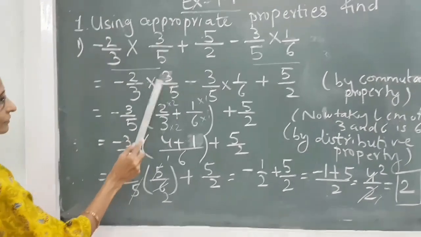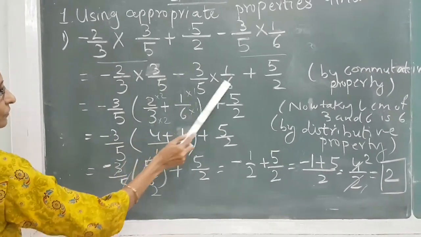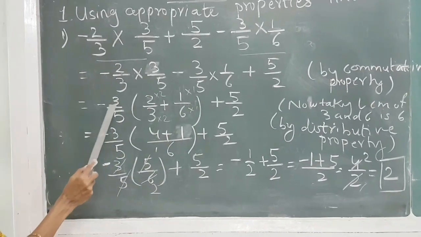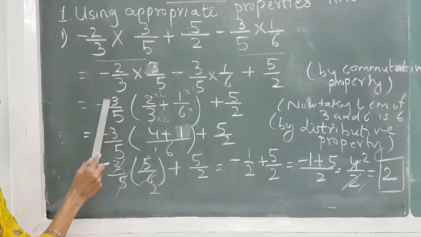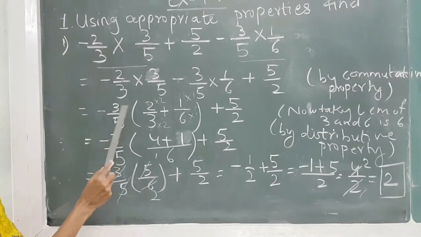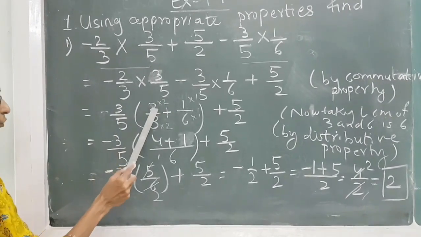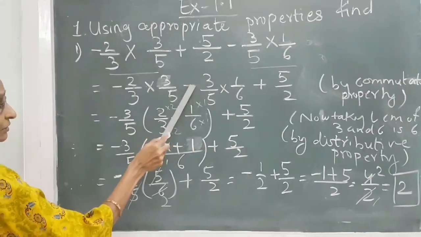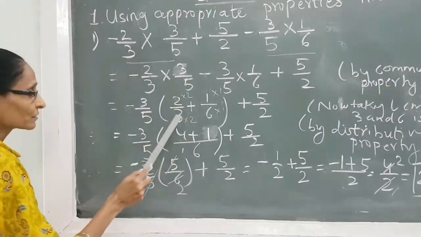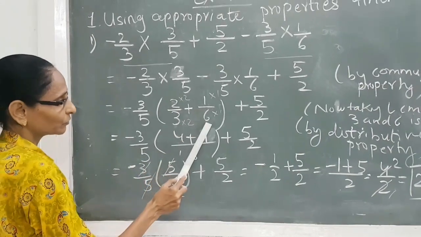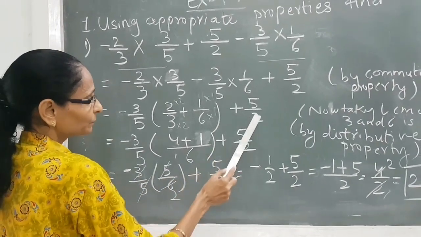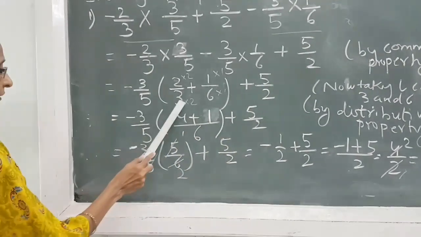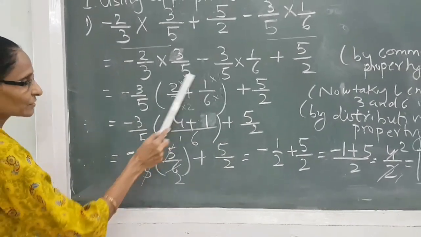Now we will take, see, in the first four terms, 3 upon 5 is common, so we are taking it outside the bracket. Minus 3 upon 5, we have taken the minus sign outside to make it simpler. 2 upon 3 plus, we have taken the minus sign, so this will change. This minus will become plus. So 2 upon 3 plus 1 upon 6, and plus 5 upon 2. This 5 upon 2 will remain as it is. Now minus 3 upon 5, this we have to add.